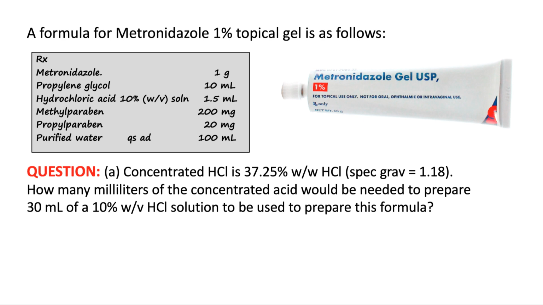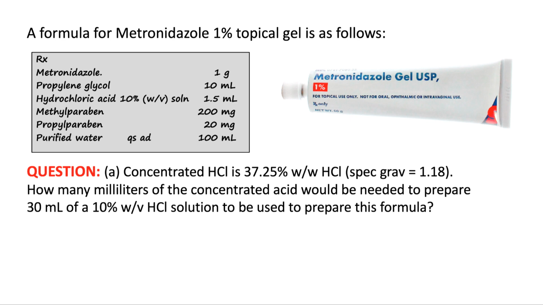The first part, letter A here, says that concentrated hydrochloric acid is 37.25% weight per weight. Okay. And has a specific gravity of 1.18. How many milliliters of this concentrated acid would you need to prepare 30 milliliters of the 10% weight per volume solution that we need to use to prepare this formula?